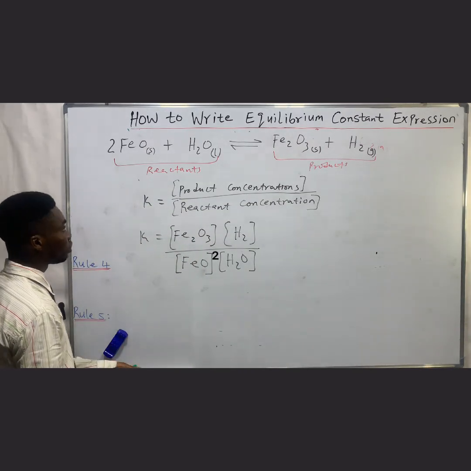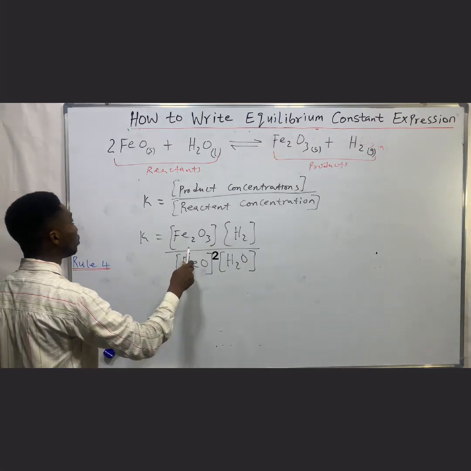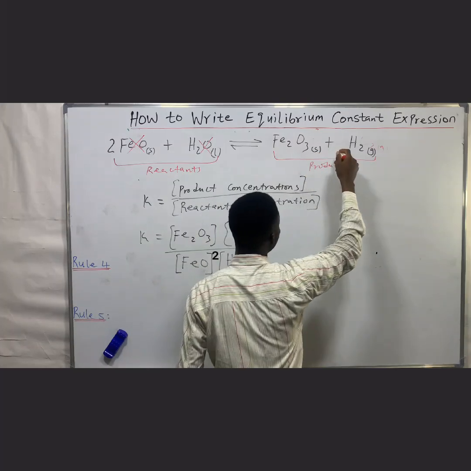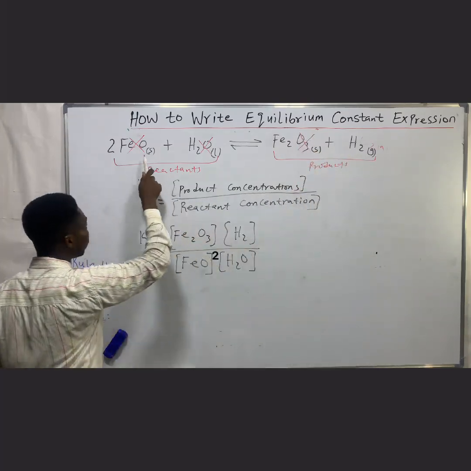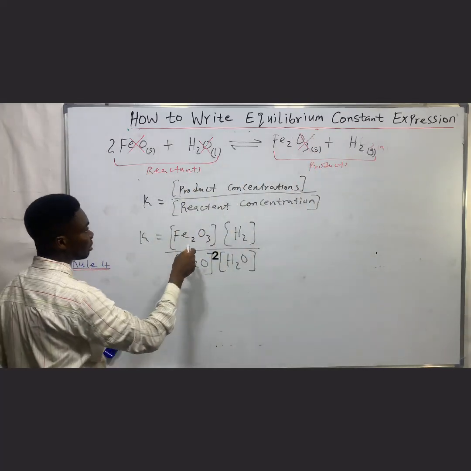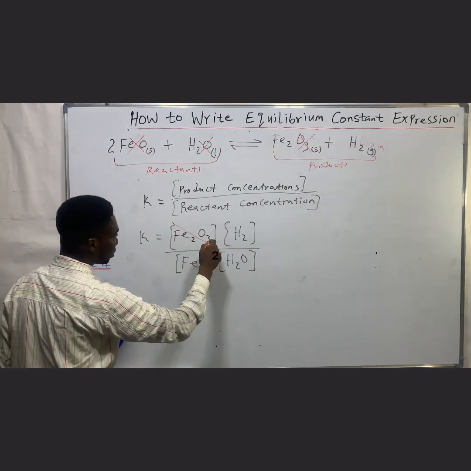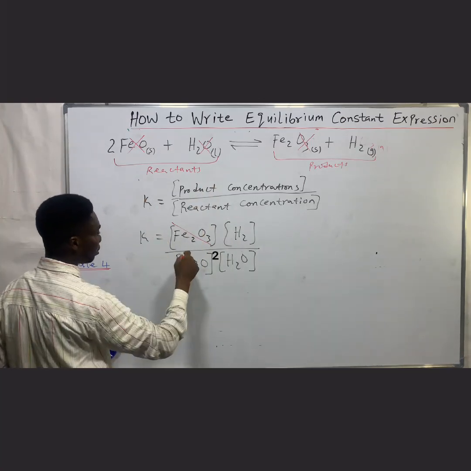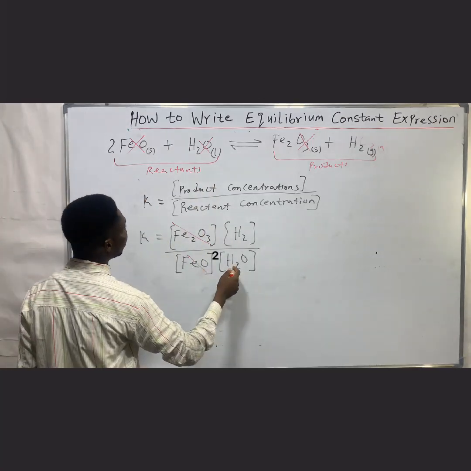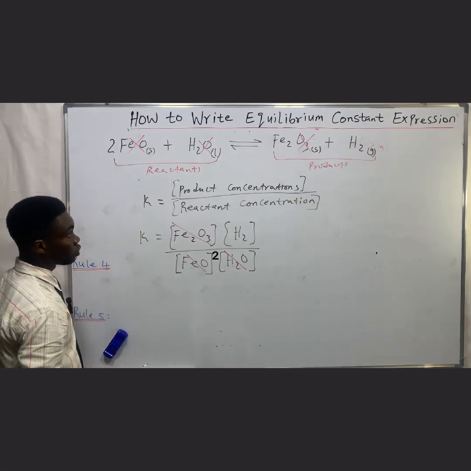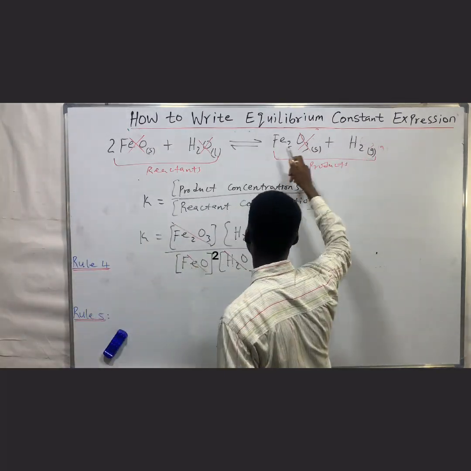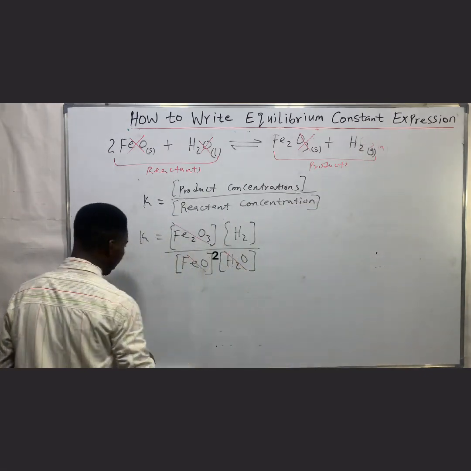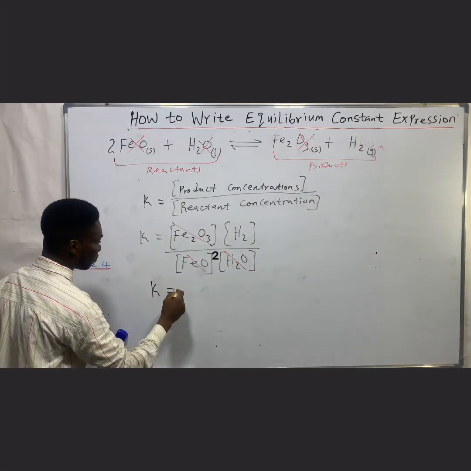So don't forget that solids and liquids should not appear in the equilibrium constant expression. So this should not appear, this should not appear, and this should not appear either, because they are solids and liquids. This is solid. I'm going to stroke it. This is solid. I'm going to stroke it. This is liquid. I'm going to stroke it. So the only gaseous species here that can be represented in the equilibrium constant expression is hydrogen.